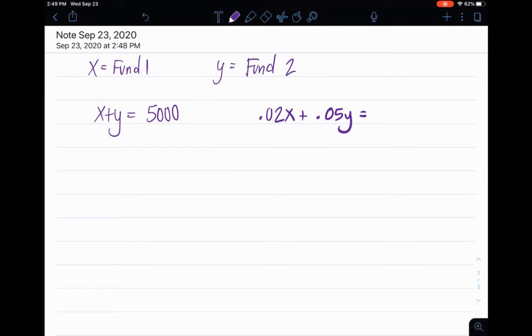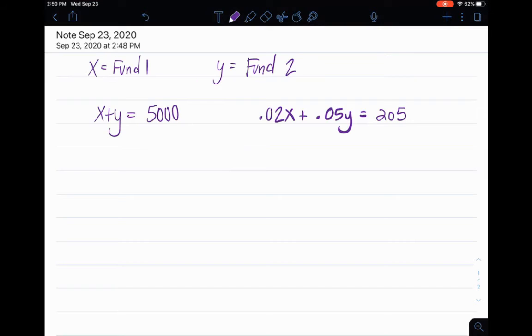She's paying 5% on the second fund, which is 0.05. And she earned $205. When you're doing percents, if you're going percent to decimal, just move the decimal 2 places. All right, so we're going to solve this using what we call substitution.